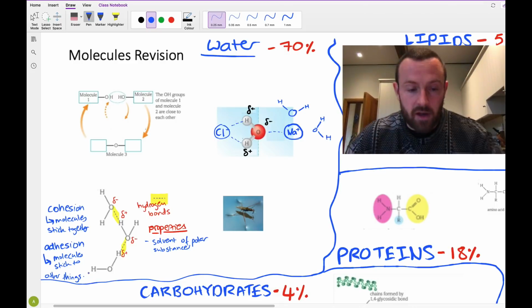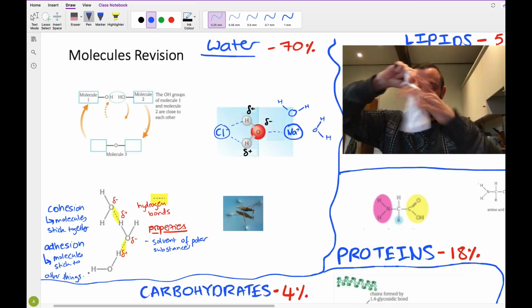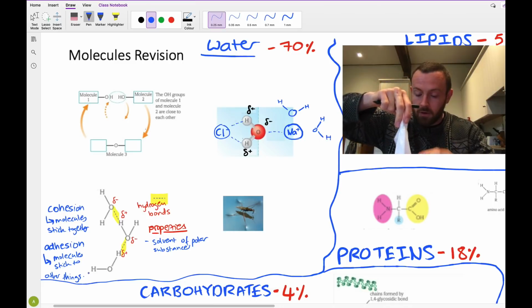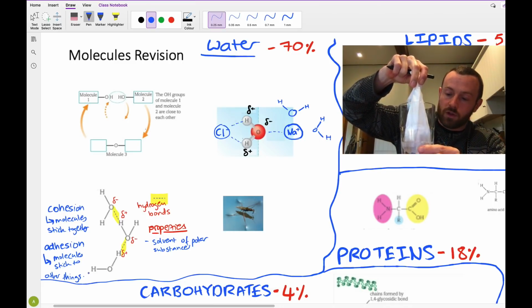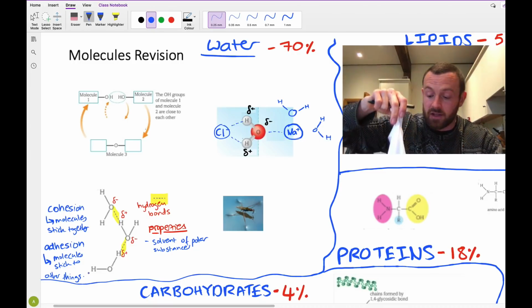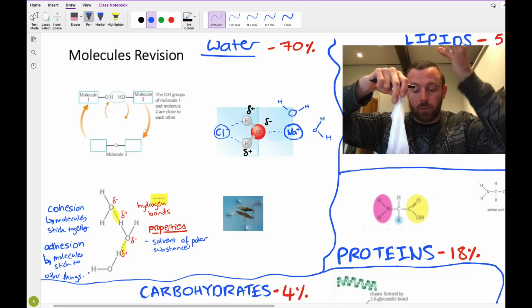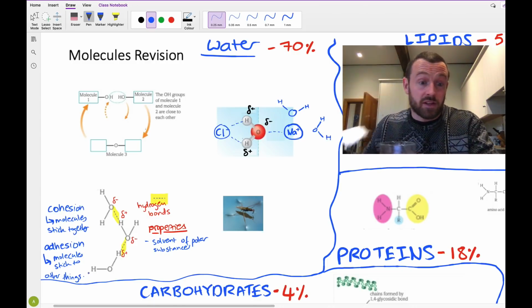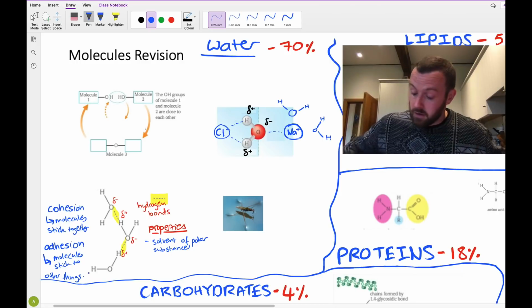Quick demonstration of properties of water. Piece of tissue, glass of water. If I put the tissue in the water, you know what's going to happen. The water is going to be drawn up. That's actually because the water molecules are sticking to the substrate, this tissue paper. And the water molecules, because of that cohesion and adhesion, are drawn up the paper. That's important for things like xylem, for example.